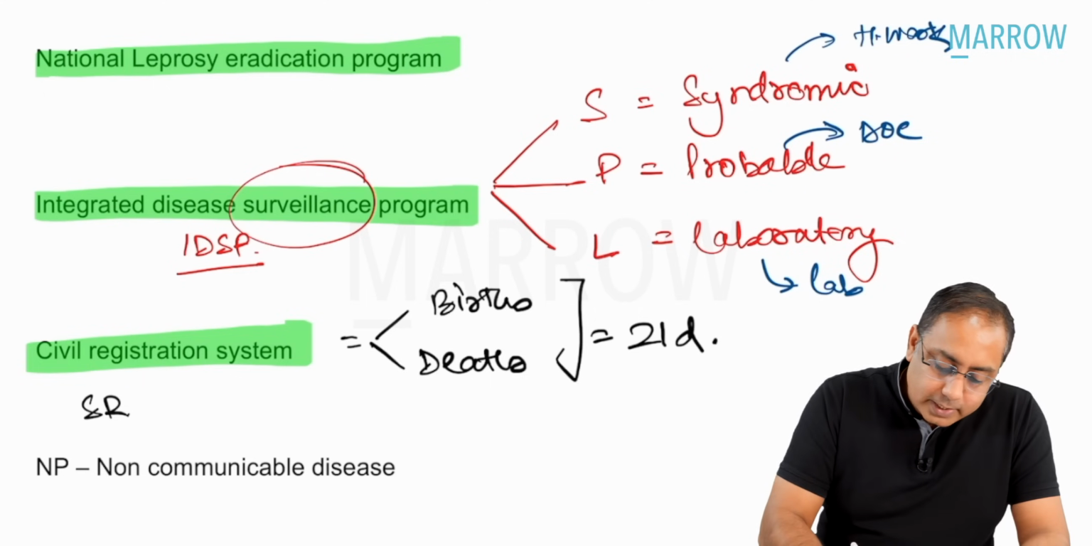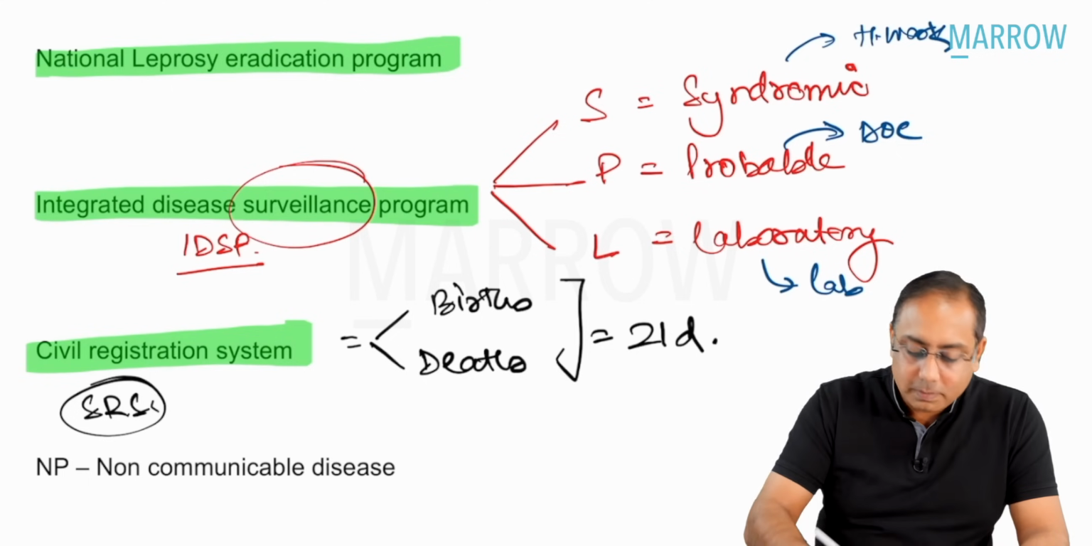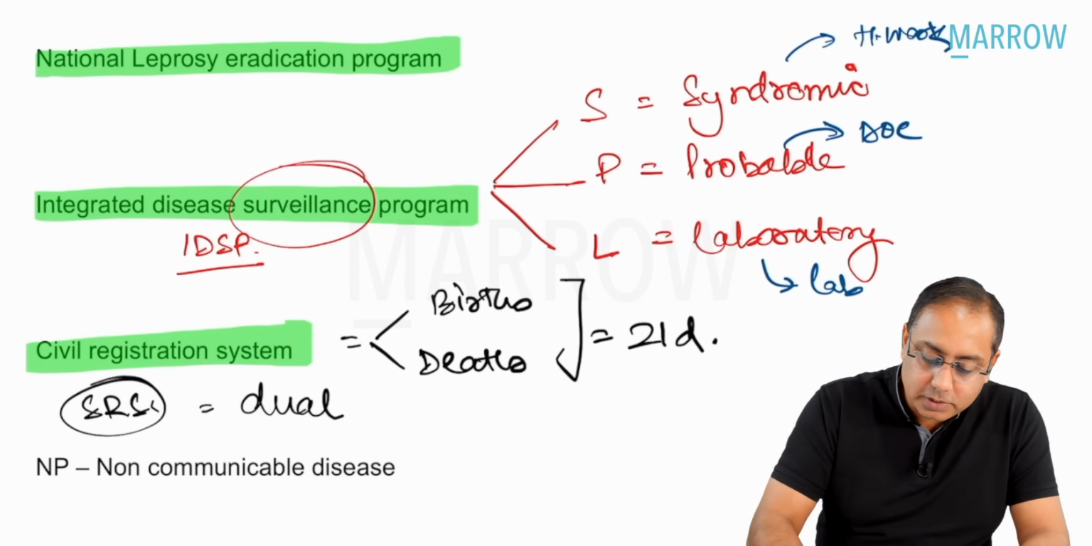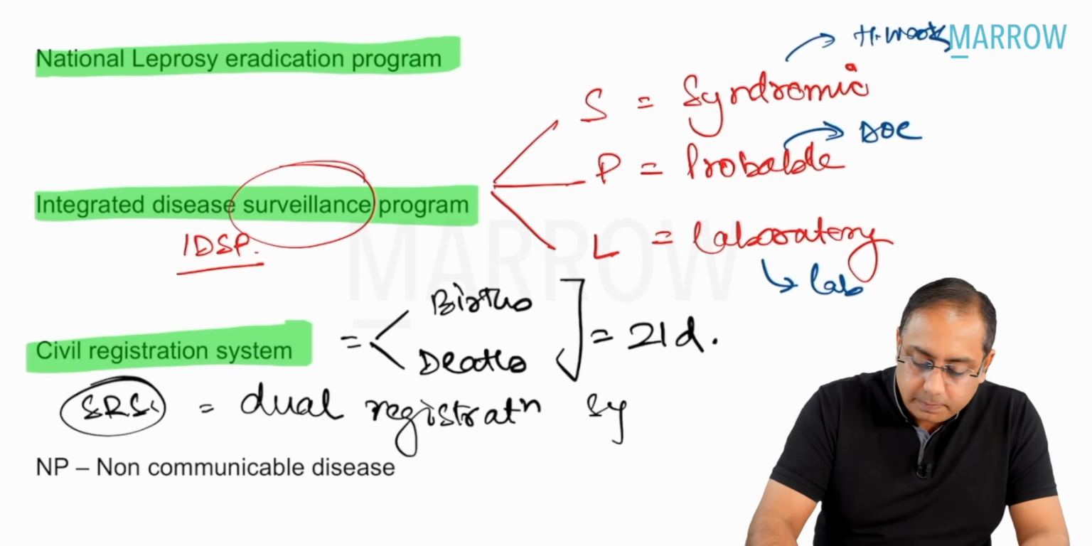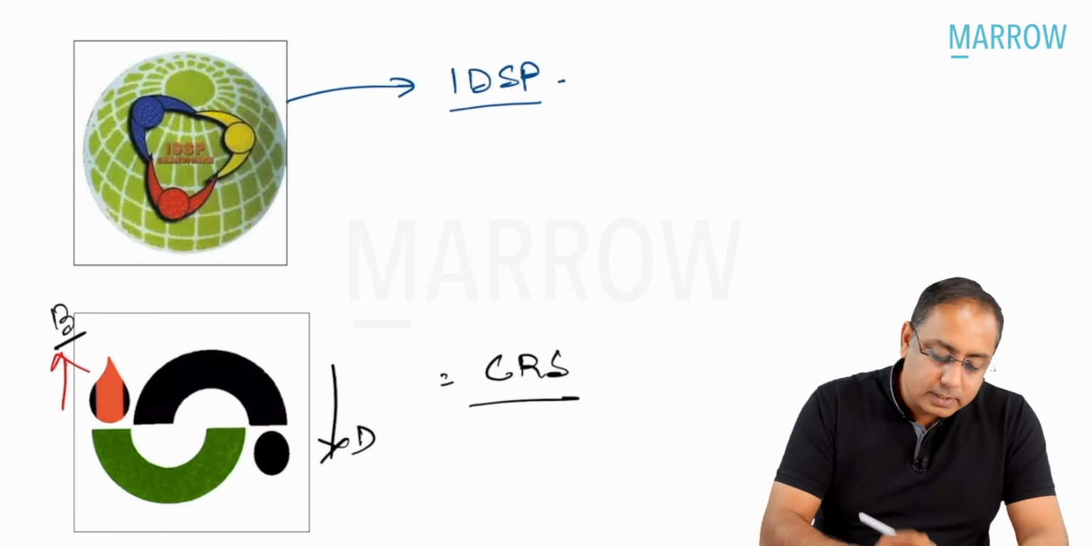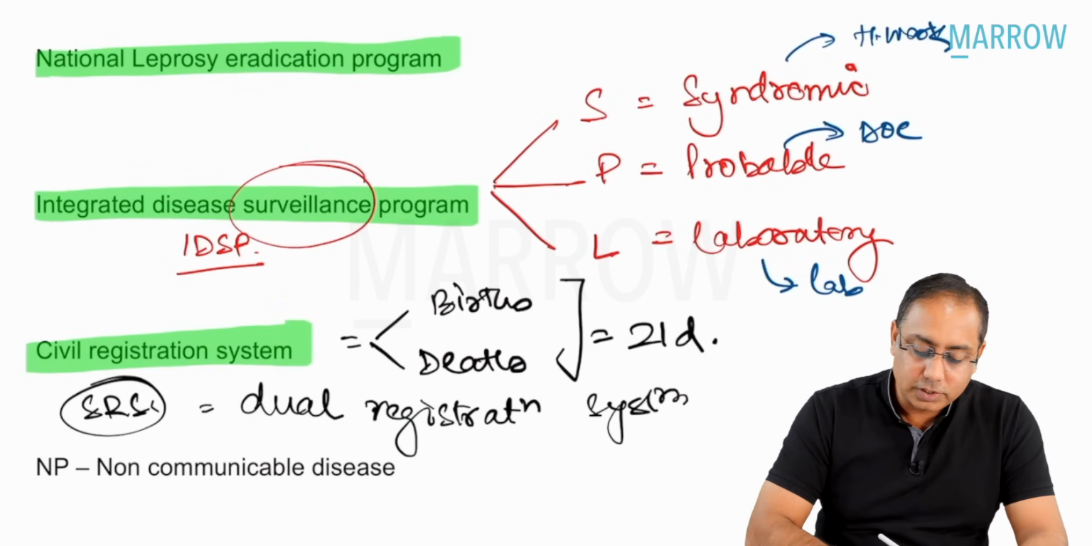You should also know SRS. SRS is a separate thing. SRS stands for Sample Registration System. It is a dual registration system. But the symbol over here stands for CRS, the Civil Registration System.